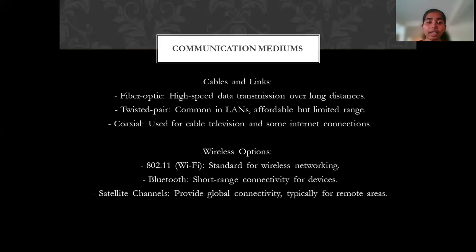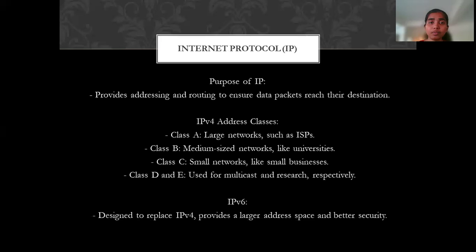Then we also have the wireless option. The main one is Wi-Fi, which is a standard for wireless networking. Bluetooth is used for short-range connectivity between devices. Satellite channels are one of the options among wireless communication. They provide global connectivity, typically for remote areas.